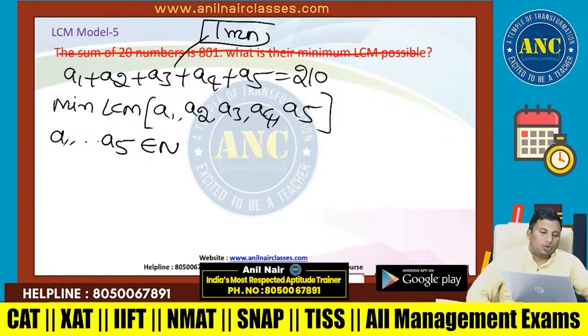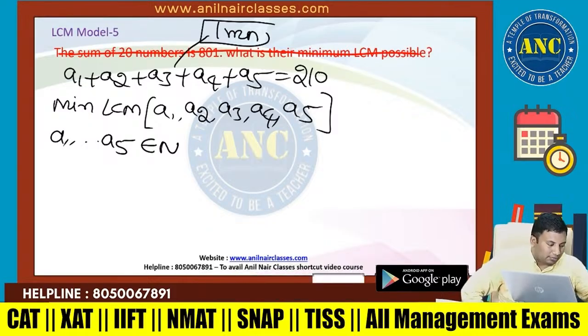A1, A2, A3, A4, A5. It is 210. Minimum LCM. What do you mean by divided by 7? Answer. It is okay to give a wrong answer. I will guide you if you are thinking in the wrong direction. But it is not okay to sit idle.